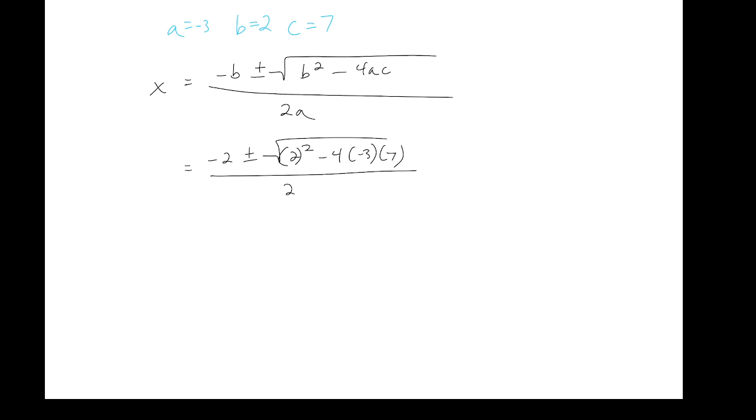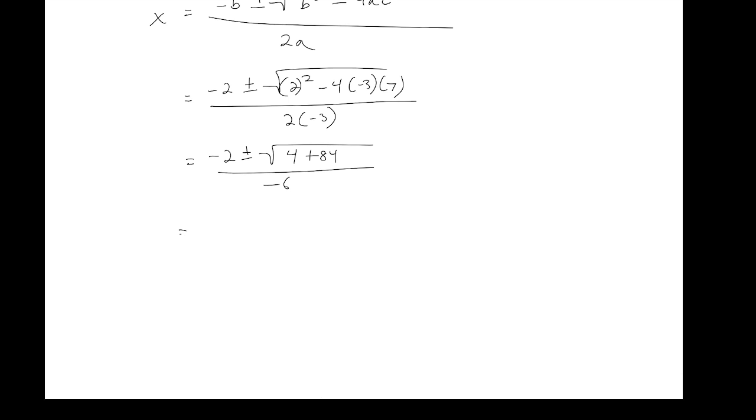And then we have 2 all over 2 times negative 3, 2 times a. And now we're just going to keep chugging right along. So we have negative 2 plus or minus the square root of 4 times negative 4 times negative 3 times positive 7, which is going to be plus 84. 2 times negative 3 is negative 6. This is negative 2 plus or minus rad 88 over negative 6.